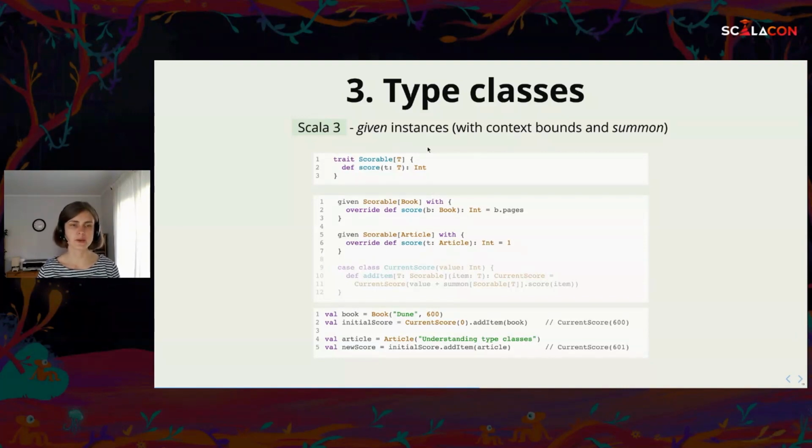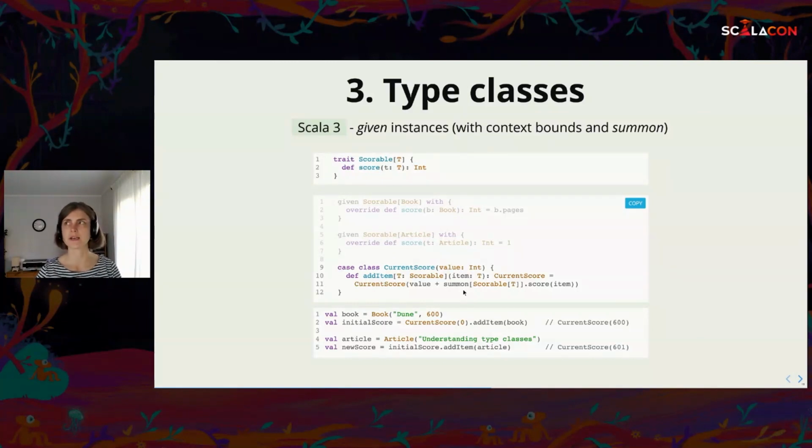So to implement our type classes, we use the given keyword. We define scorable of type book and scorable of type article. And the way we use it in the current score case class is here. This one doesn't change. It's still context bounds, the same as Scala 2. And here, this implicitly was changed to summon, because even for such a simple thing, the implicit keyword is gone, and it's consistent. It's now called summon.